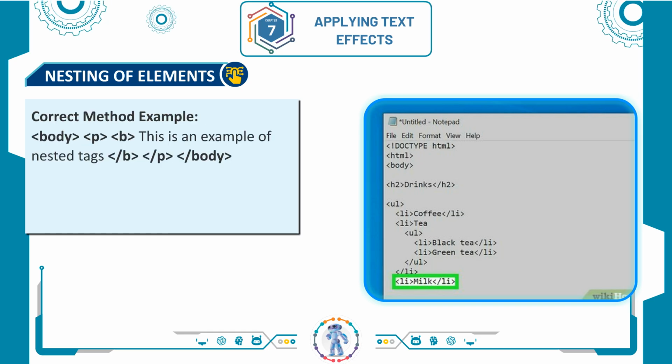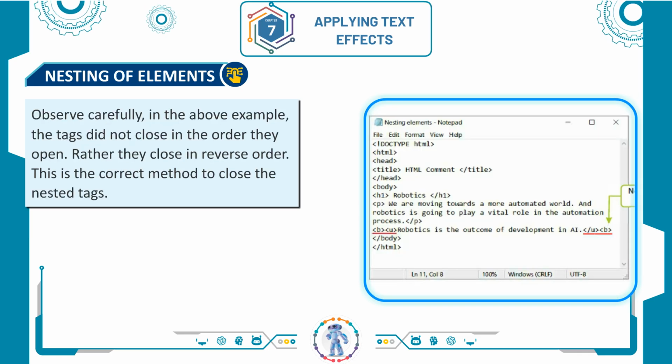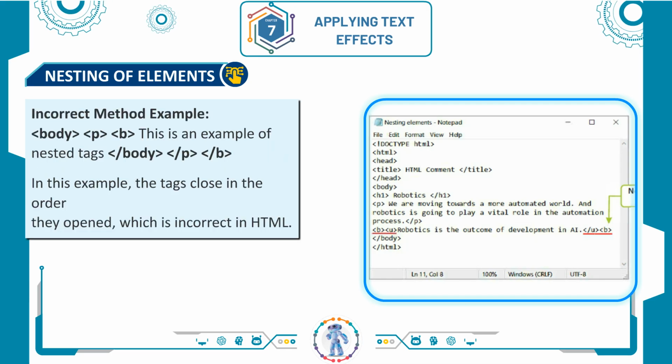Correct method example. Observe carefully. In the above example, the tags did not close in the order they open. Rather, they close in reverse order. This is the correct method to close the nested tags. Incorrect method example. In this example, the tags close in the order they opened, which is incorrect in HTML.